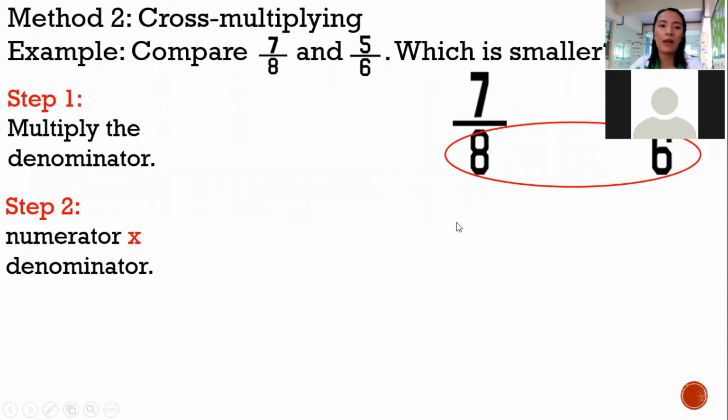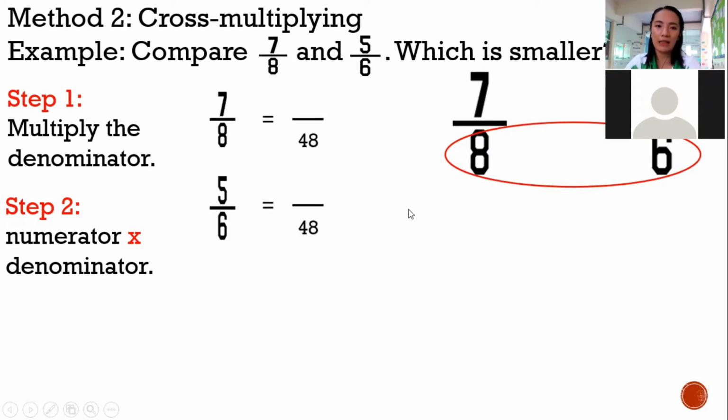Let's look at step 1. Multiply the denominators. So as we can see here, the denominator of 7 over 8 is 8, and the denominator of 5 over 6 is 6. So we will multiply those and the answer will be 48.